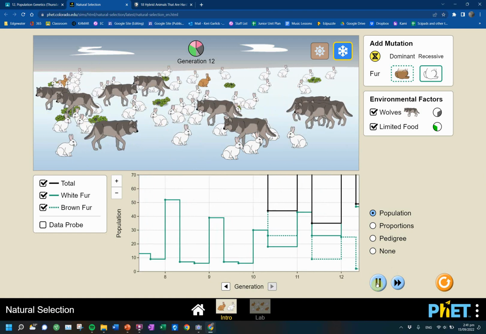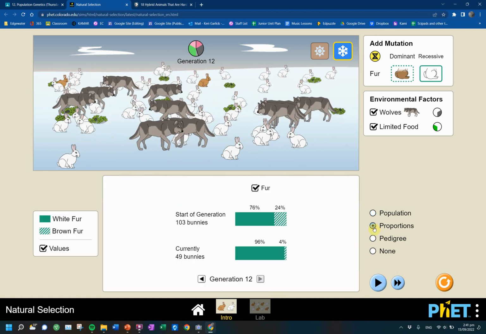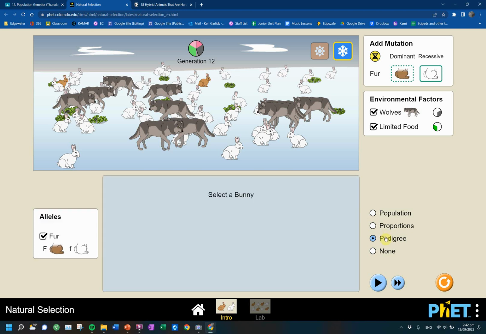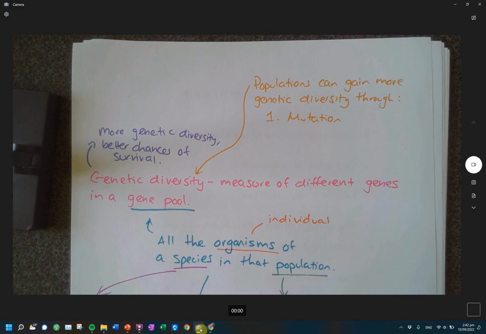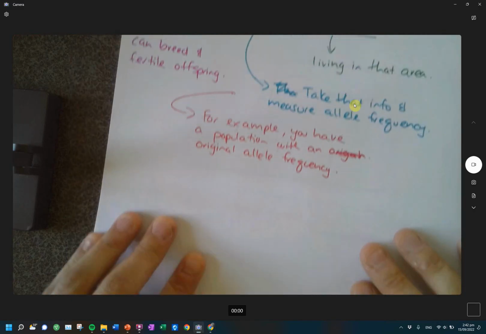We're going to pause. All right. You can also see things like proportions. So you can see how the percentage of bunny fur color is changing through the generations. There's also little pedigrees as well if you want to see how, oh, that's cool. You can see the heritage of the bunnies in the generations, which I think is pretty neat. All right, so back to our notes and how we're thinking about what's happening.